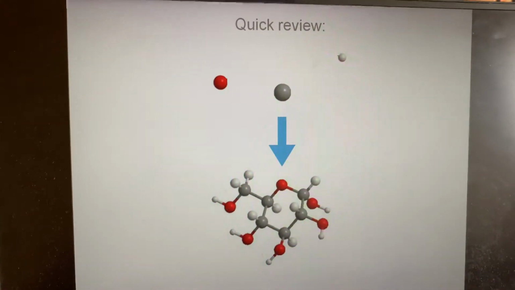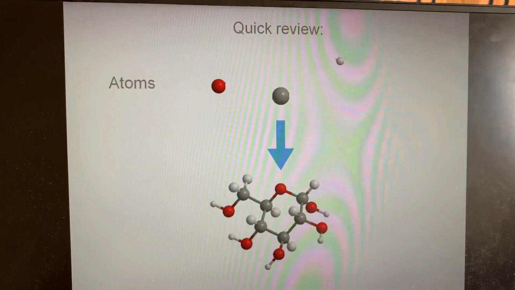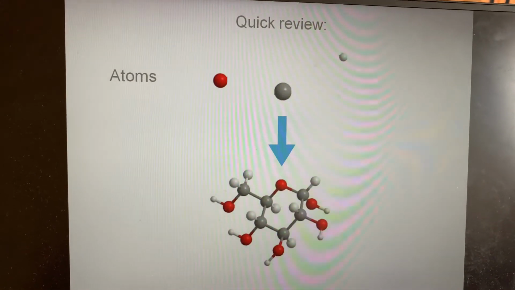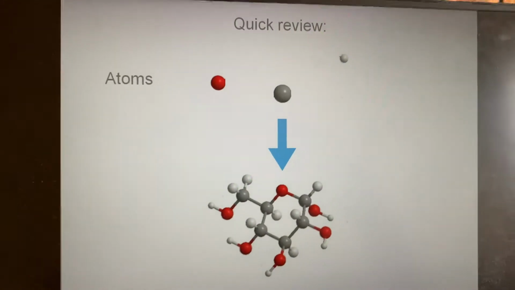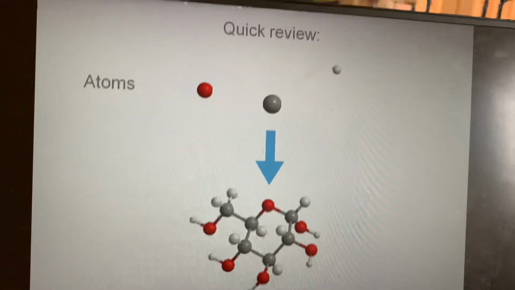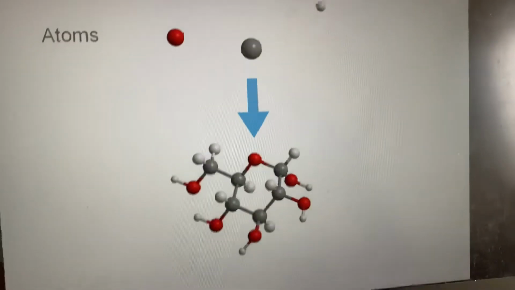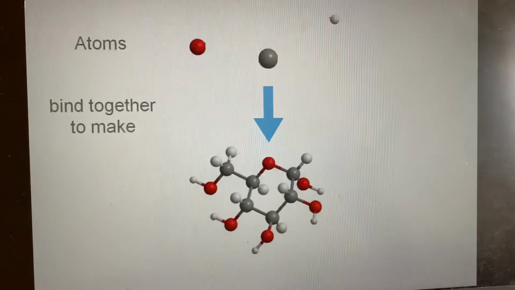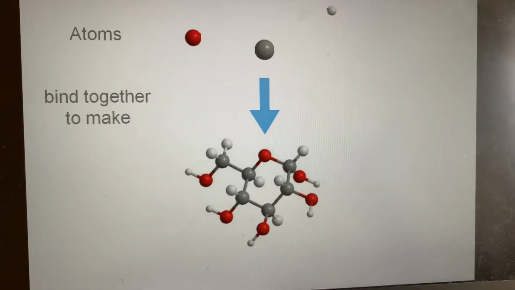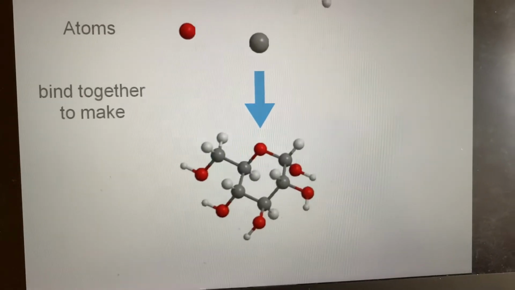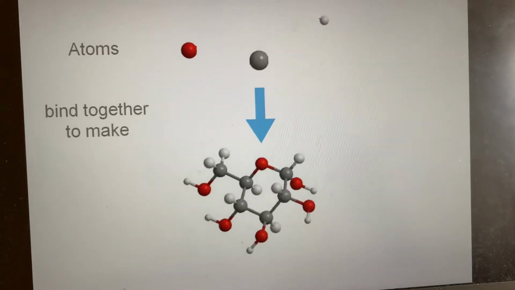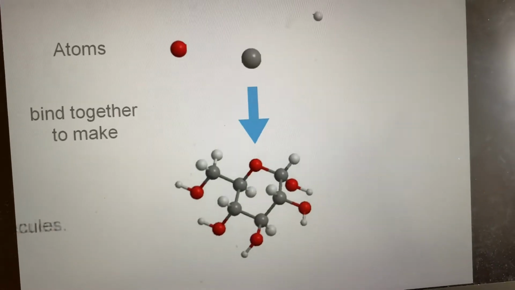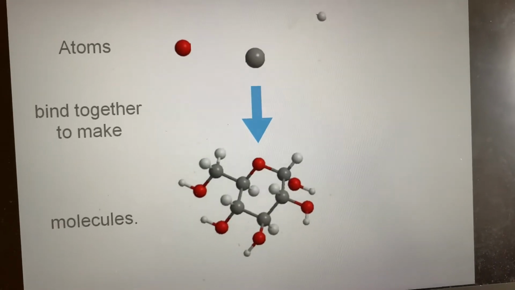Let's have a quick review of the assembly of the molecules inside the cell membrane. Any molecule is composed of different atoms when they bind together through different linkages, such as hydrogen bonding, ionic or covalent bonding, etc. And they form large molecules.